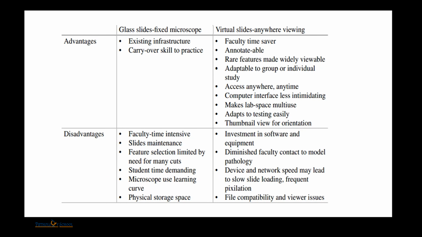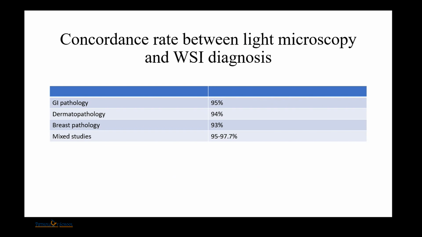Basically, to have digital pathology in your institute, you need at least three things. One is a very strong IT backup, very strong IT support. You should have a backup, and you should have expandable storage. Next, what is the concordance rate between light microscopy and VSI? It's around 95% for GI pathology, 94% for dermatopathology, 93% for breast, and 95 to 97% for mixed.